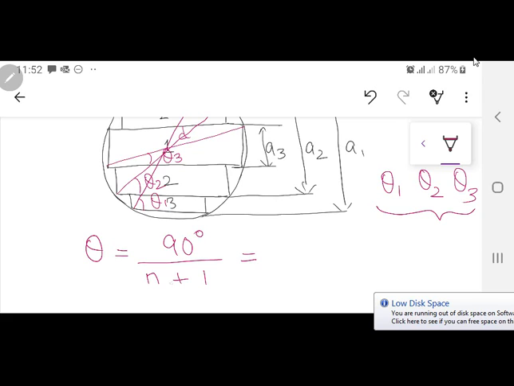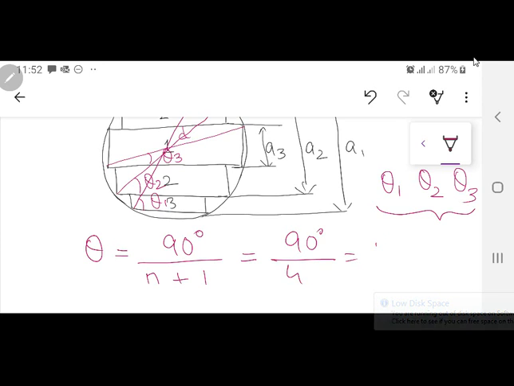So when you have, supposedly, a 3-step core, you will just add 90 divided by 3 plus 1, which is 4. The answer comes out to be 90 degrees divided by 4, which is 22.5 degrees. So this is that angle theta 3, the smallest one which you are going to have. In the same way you can go on with the second and third step. But this is an approximation.